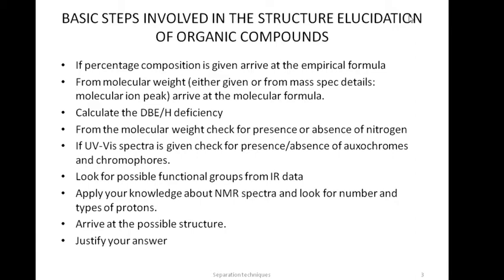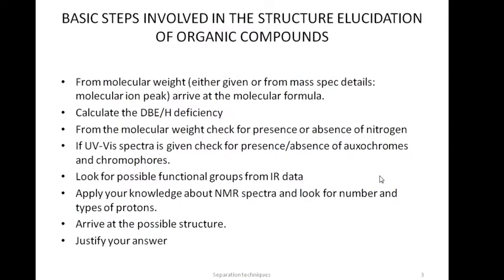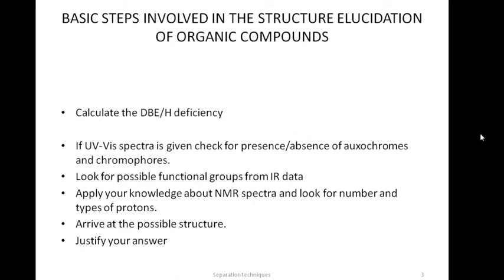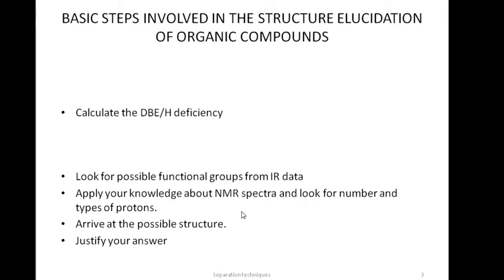So, the basic steps involved in structural elucidation of organic compounds. We have seen this. If percentage is given, arrive at the empirical formula. There is no percentage given, so we do not need that. From molecular weight, arrive at the molecular formula. We already have the molecular formula, so we do not need this. Calculate double bond equivalence or hydrogen deficiency. Yes, we have to. In the molecular formula, there is no nitrogen, so we do not need the number of nitrogen atoms. We have not been given UV visible spectra, so we will not need this.